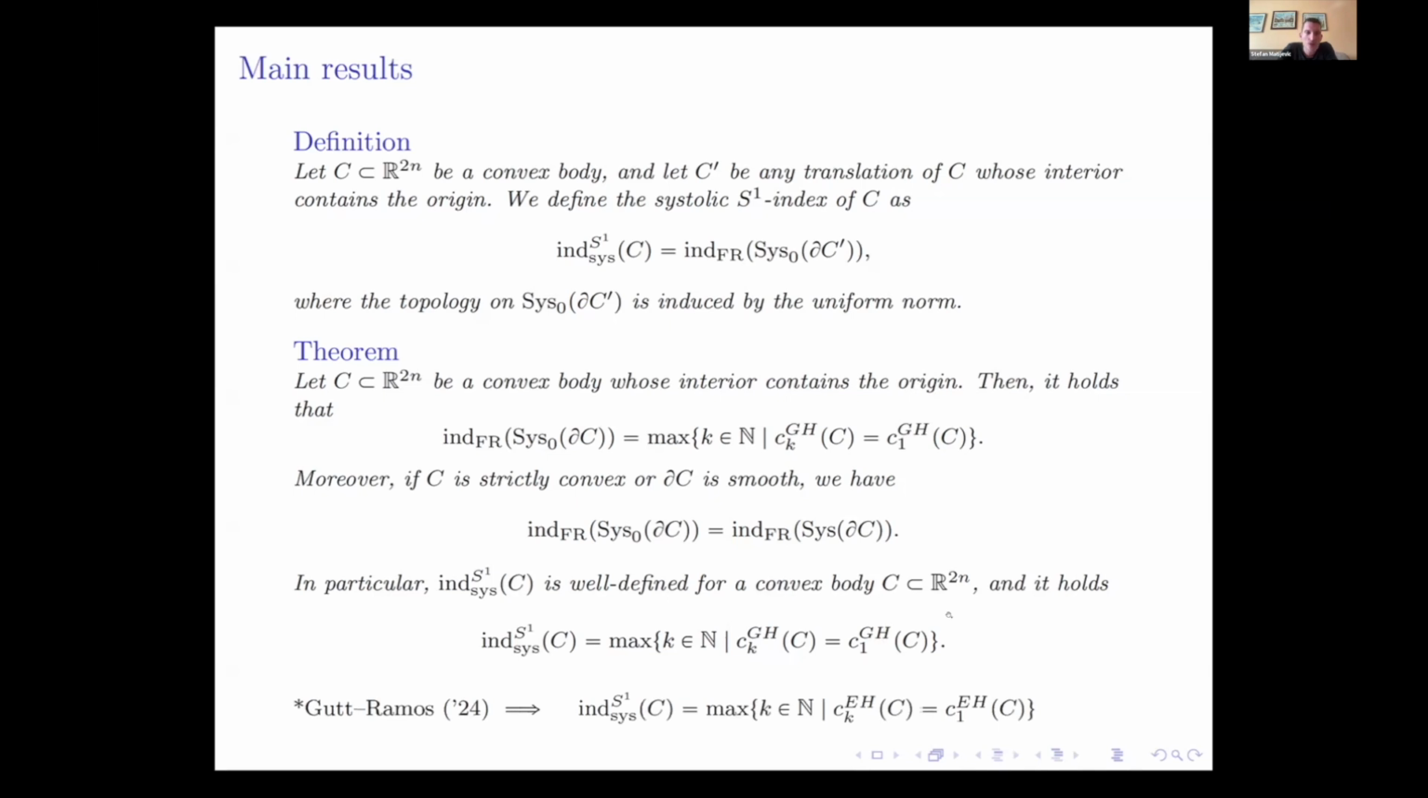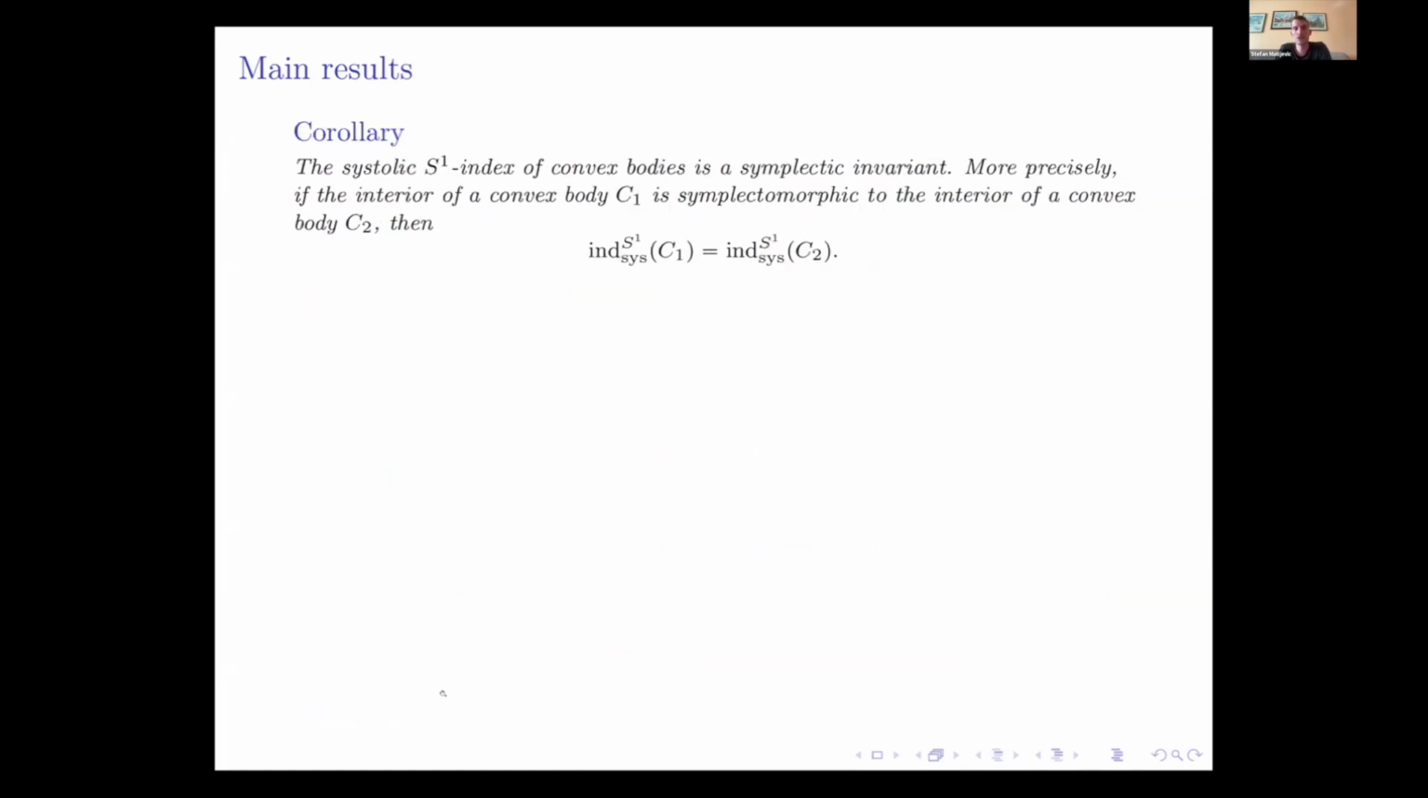Not to forget to mention that one can also see the characterization of the systolic S1-index with Ekeland-Hofer capacities, coming from the recent work of Gutt and Ramos. They show that Gutt-Hutchings capacities are the same as Ekeland-Hofer capacities in a class of star-shaped domains. And from the formula for the systolic S1-index, we can see that it is a symplectic invariant. More precisely, if we have two convex bodies such that their interiors are symplectomorphic, then they have the same systolic S1-index.